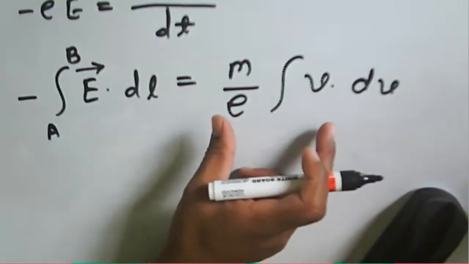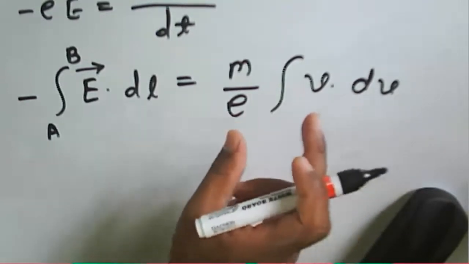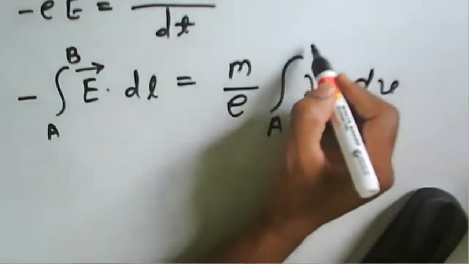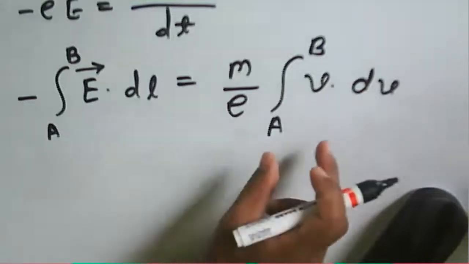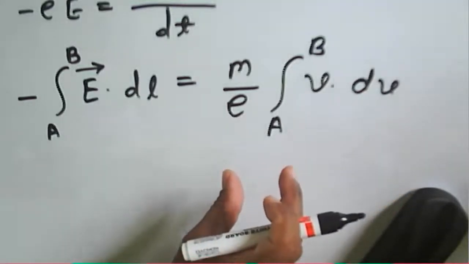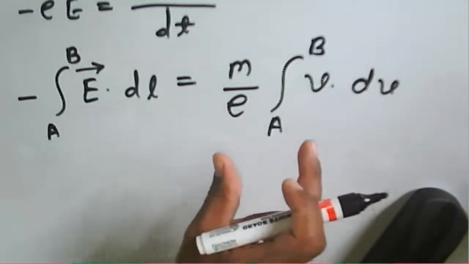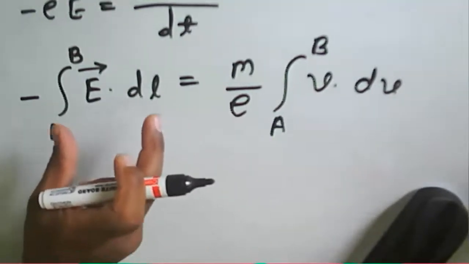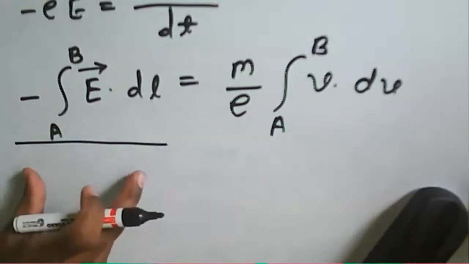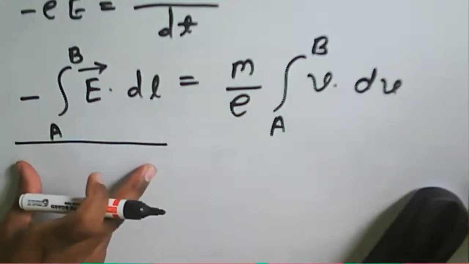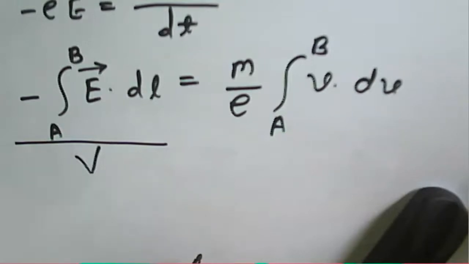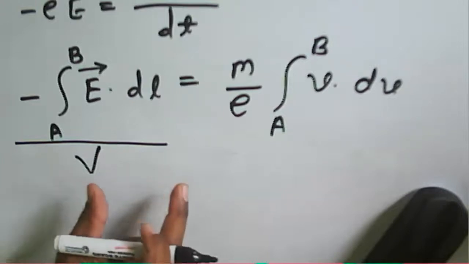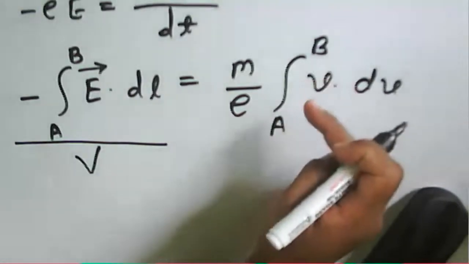So this is our equation. We can write it in terms of moving from A to B. So we can say that the electron is moving from point A to point B. In this particular case, this particular factor is nothing but the potential. And this is nothing but the moving.